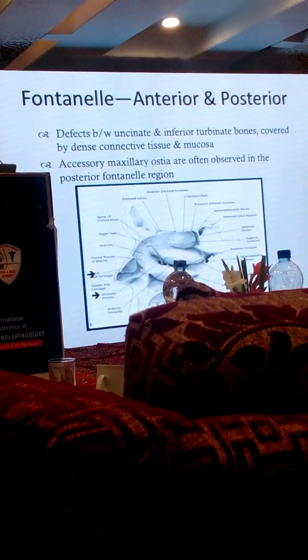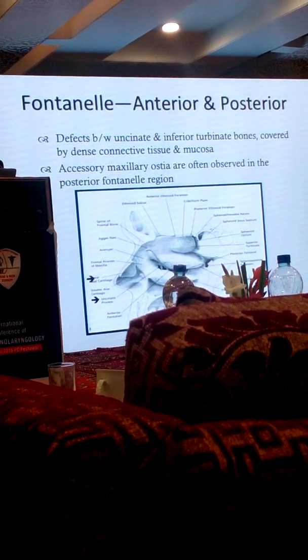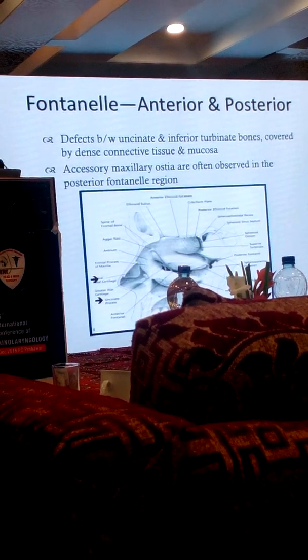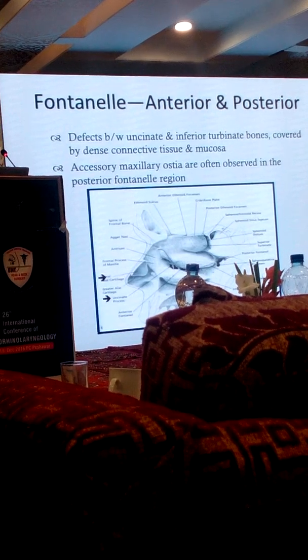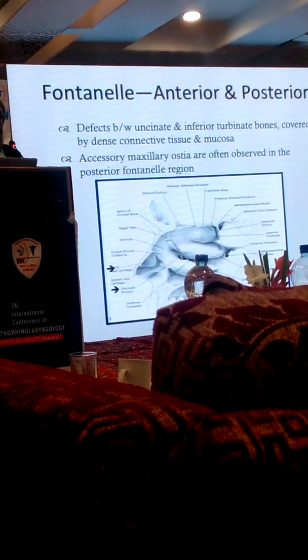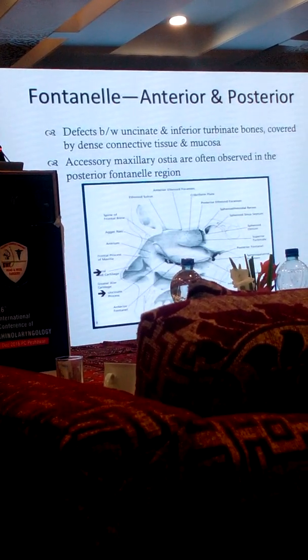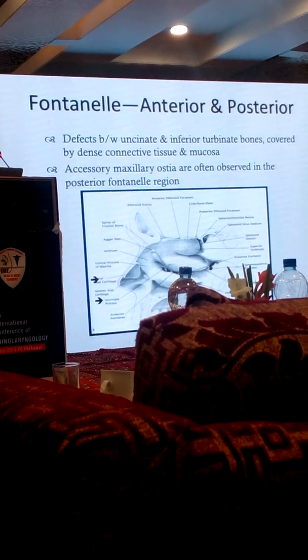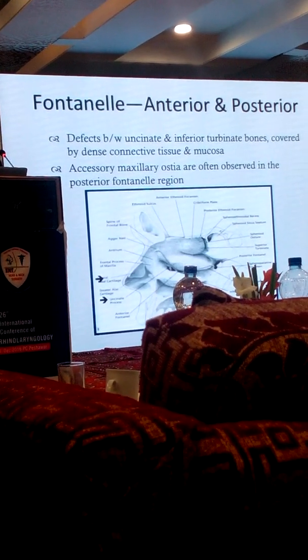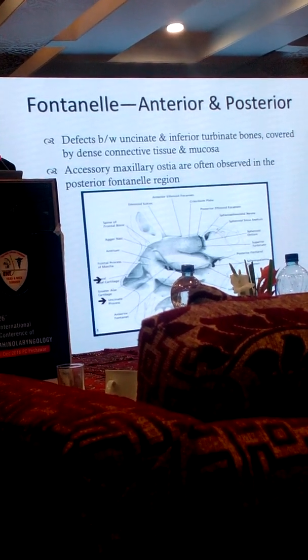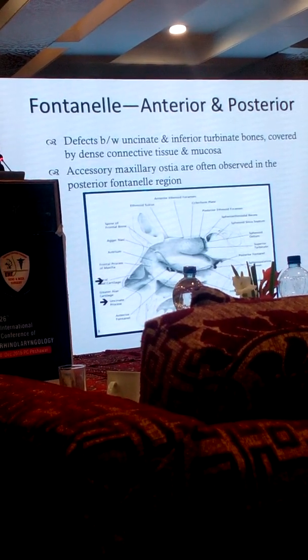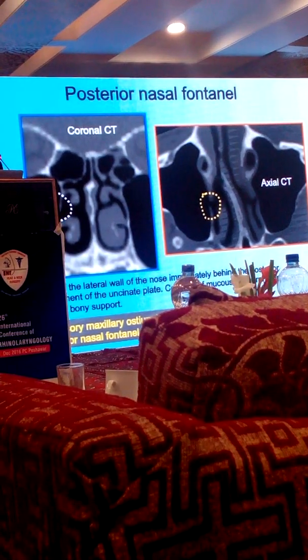Okay. The concept of fontanelle, I also learned very late. What is a fontanelle? It is in a dry skull. There is a gap between the attachment of the inferior turbinate and the uncinate. This is called the fontanelle. This is covered in life by the mucous membrane, and this we open up to make a middle meatal antrostomy. That's very clear, right? And sometimes there is an accessory opening in the posterior fontanelle.